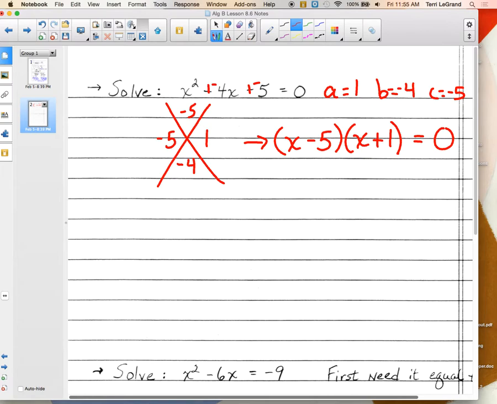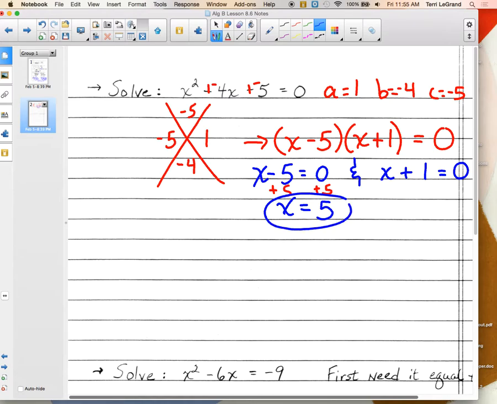So, what are we going to do next? (x minus 5)(x plus 1) equals 0. x minus 5 equals 0, and what would be the other one? x plus 1 equals 0. We have to do both of them. Plus 5 plus 5, so we'll add 5 to both sides of this one, and one of our zeros is x equals 5. Minus 1 minus 1, subtract 1 from both sides, and our other solution is x equals -1.